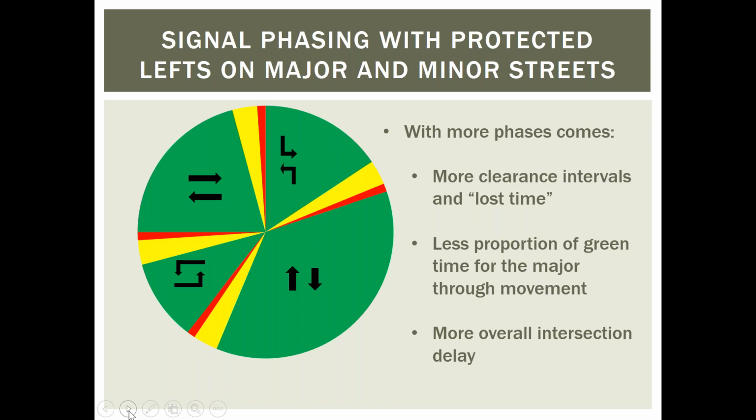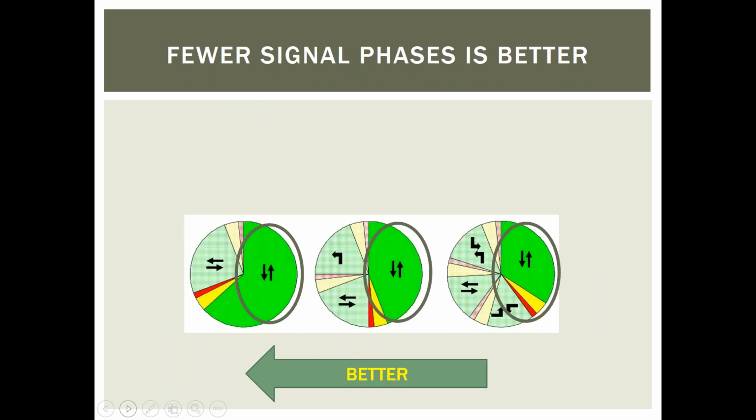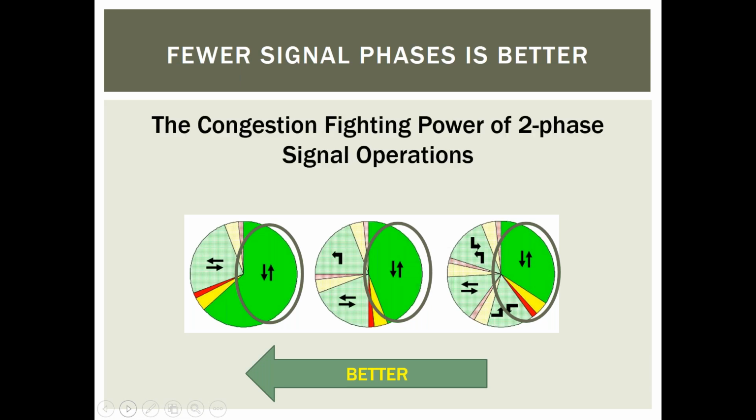If you think about everyone getting a slice of pie, well, the major street movement gets a smaller slice of pie the more phases that we introduce, and typically more overall intersection delay. So anytime we can go from a 4-phase signal down to fewer phases, 2 phases being the best, we're basically giving an opportunity for more green time to the major street through movement.